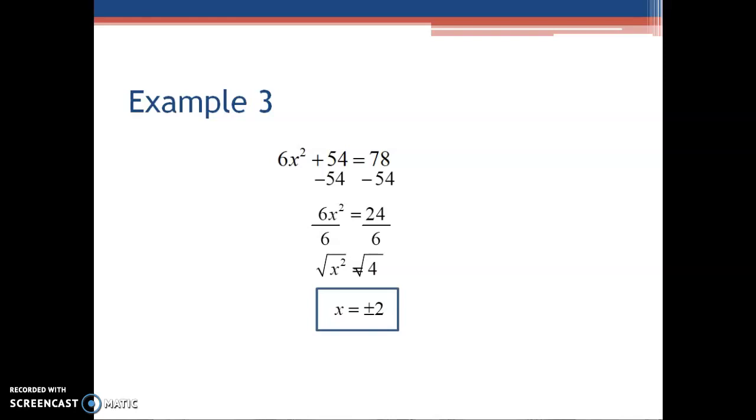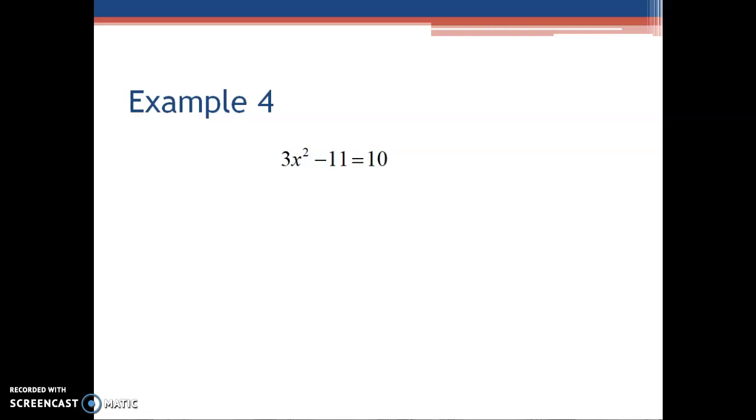Alright, example 4. 3x squared minus 11 equals 10. Again, look at what's being squared, in this case just the x, and let's get that by itself. So let's add 11 to both sides. That leaves me with 3x squared equals 21.